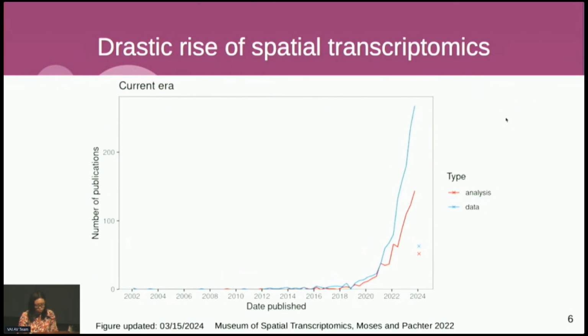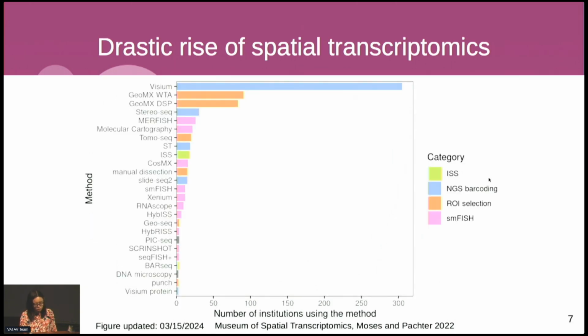This plot shows the drastic growth in the number of new publications on spatial transcriptomics over time, which indicates a drastic rise in research interest in this field. Right now, spatial transcriptomics is already mainstream, and some of the technologies are already commercialized and used by hundreds of institutions around the world, although in practice, mostly in the high income regions of the world.